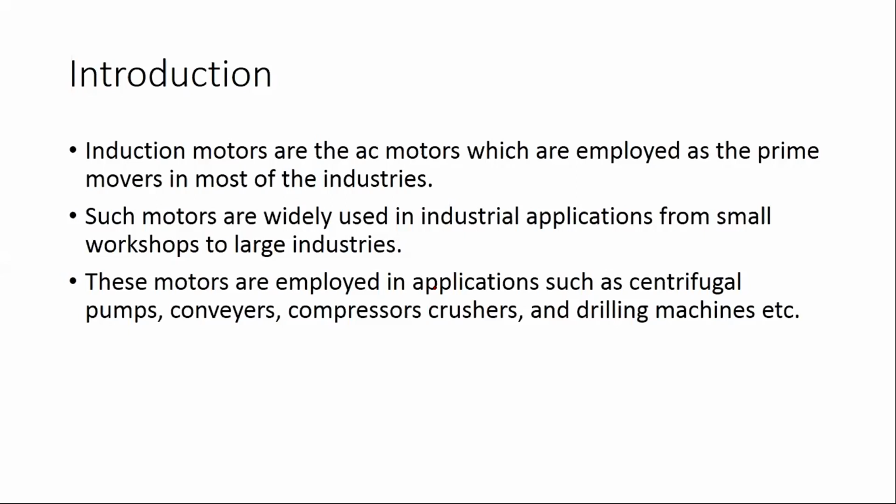The way the EMF or the current is produced in the rotor of the motor is different from the case of a DC motor. In a DC motor, we give current to the armature of the motor, meaning the rotating part, the rotor.